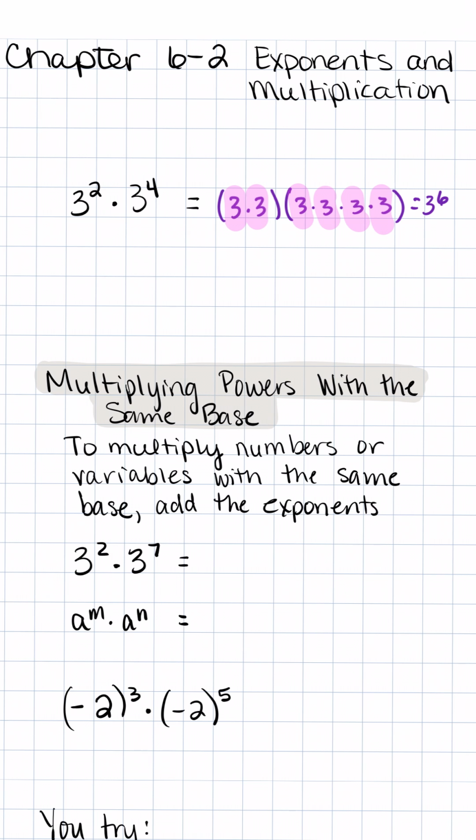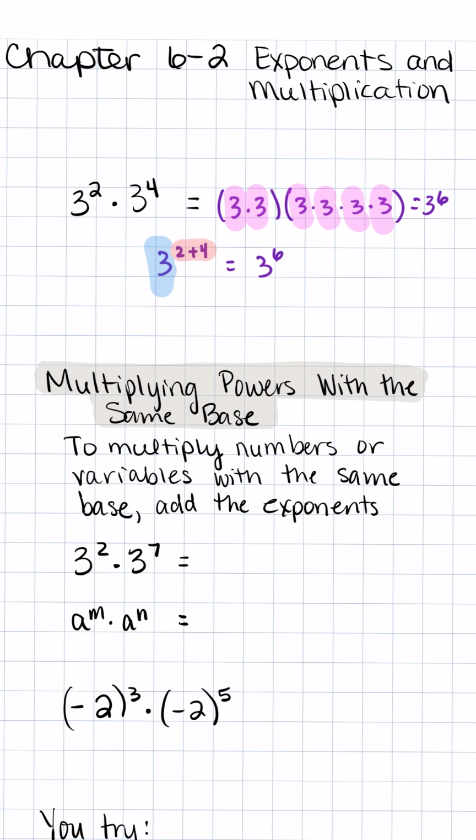Another way of looking at it is we're just adding these two together: 3 to the 2 plus 4 power, and therefore that equals 3 to the 6th. Okay, so we're not multiplying them. We are keeping the same base. This is considered the base. Keeping the same base and adding the exponents.